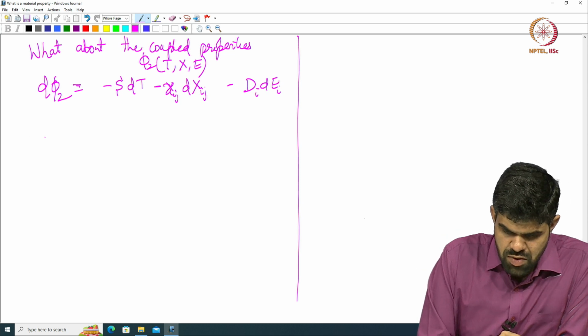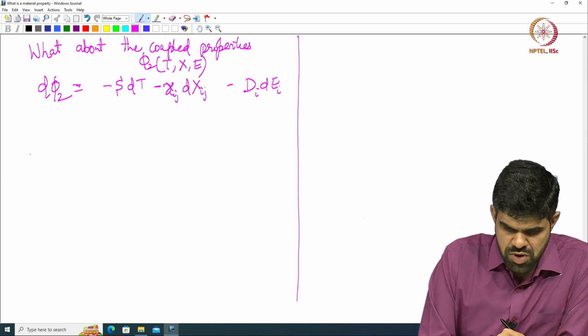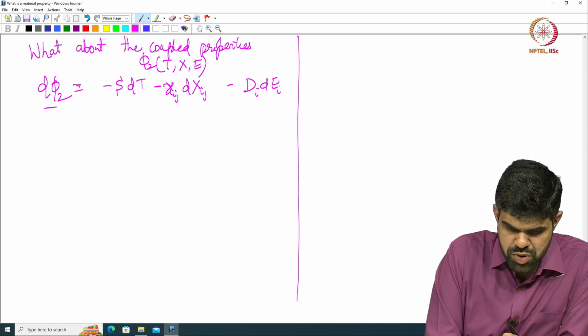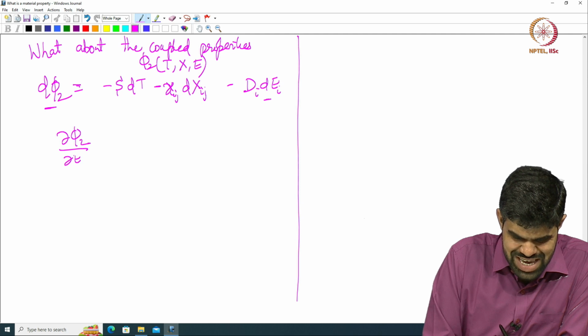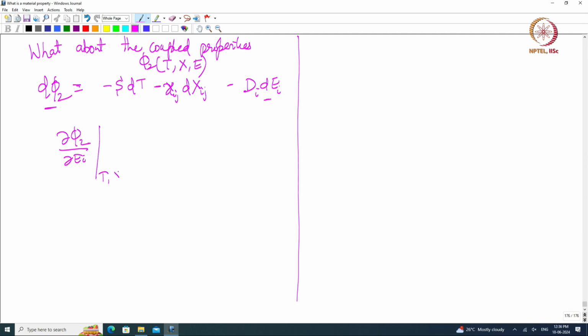Now first let me do the following. I am going to take a derivative with respect to E i. So, what is dou phi 2 by dou E i, keeping the temperature and the stresses constant? It is nothing but minus d i. So, this is the first thing. Then I am now going to take a derivative of this quantity with respect to dou x jk.